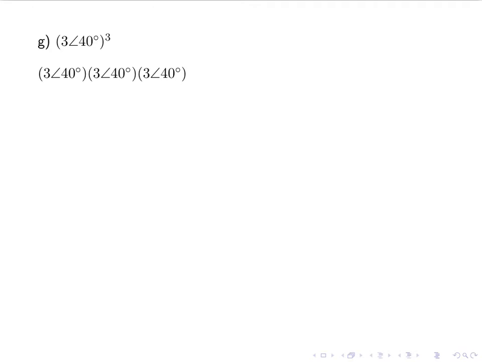Every time I multiply two numbers in polar form, I'm going to multiply their r's. And again, I'm going to add their angles. So I'm going to do that for all three of them. So my r would be the 3 times the 3 times the 3. My angle would be the 40 plus the 40 plus the 40. So that'd be 27 with an angle of 120 degrees.